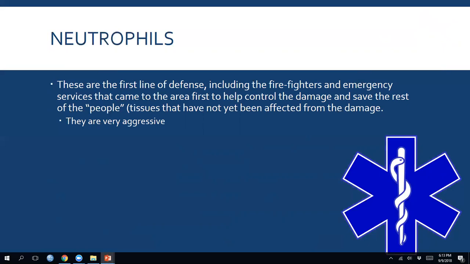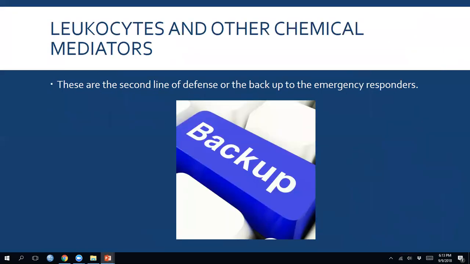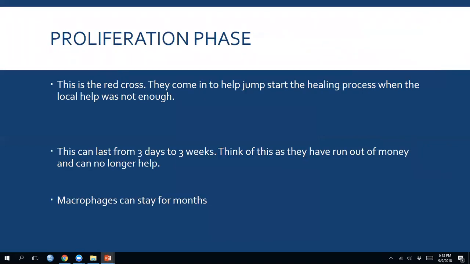And so we have the next step come in of other chemical mediators. And this is where the macrophages are able to come in and be that second line of defense. So they're that backup to the emergency responders. They are able to come in and continue to help the area. And we know that things are going to continue to happen. The proliferation phase, which can go on and on and on, this is the idea of like the Red Cross coming in. And this can occur for a long time after injury. And this is where people need as much help as they can, or the body needs as much help as it can to fix itself from an injury.